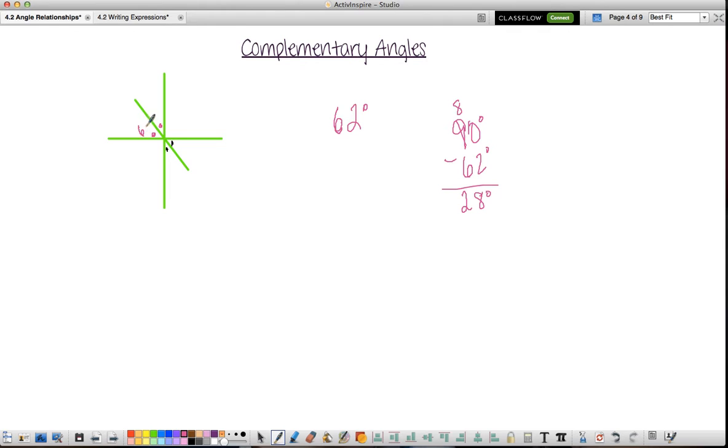So let's say that they told us that this was 68, then by doing this math, we could find that this was 62. Then we could do the math and find that this was 28.